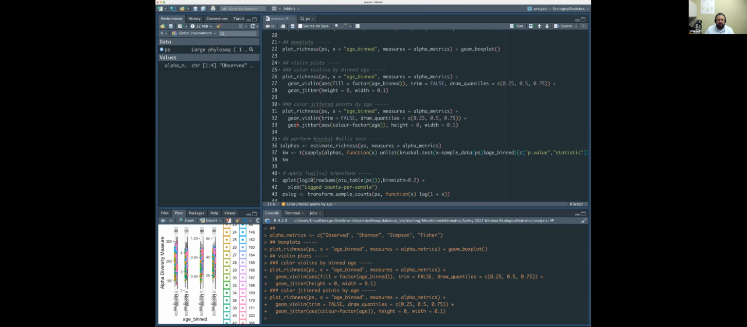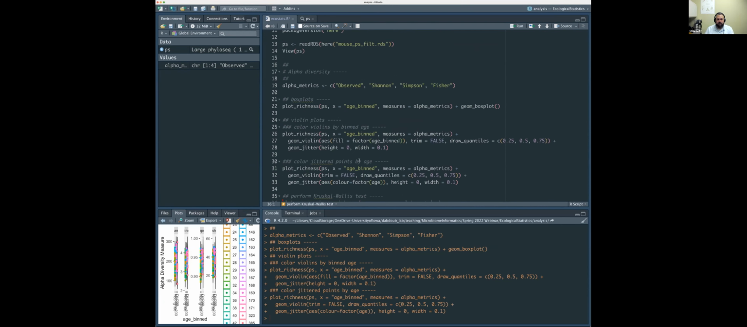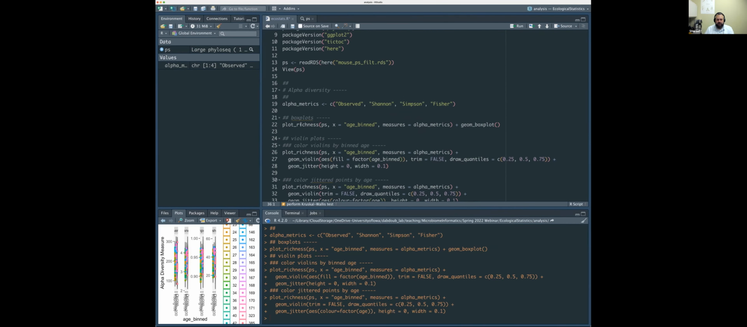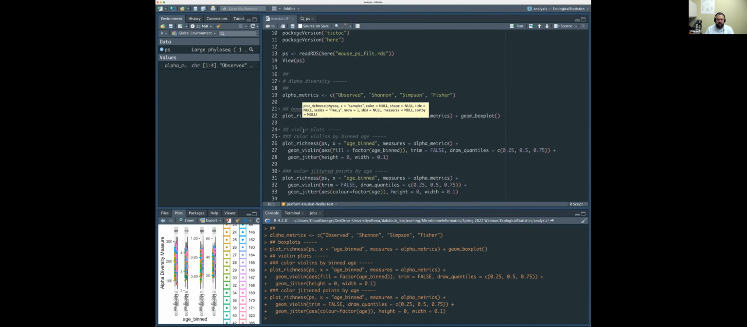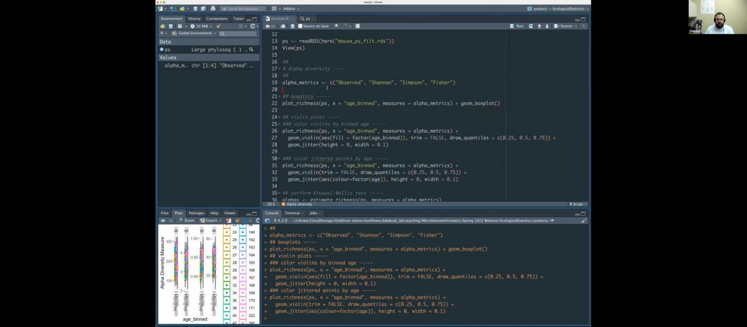And so the next thing we'll do is, we've done a visual exploration of the alpha diversity, but we can use the estimate richness function. The plot richness sort of skips a couple steps or combines several steps together. So it calculates richness and then immediately plots it.